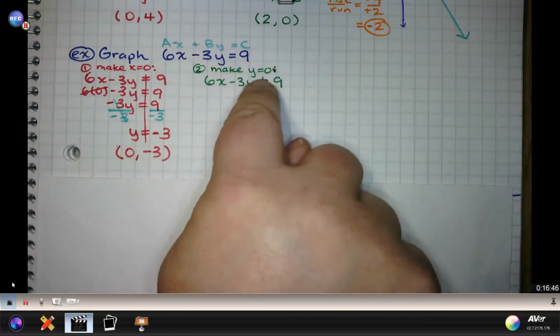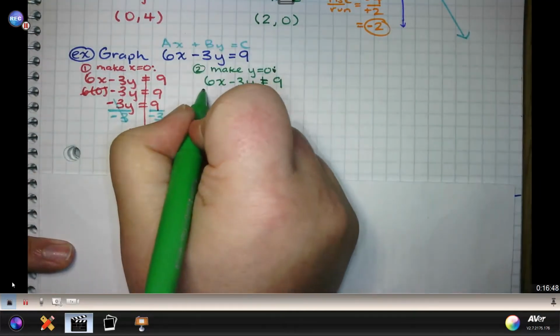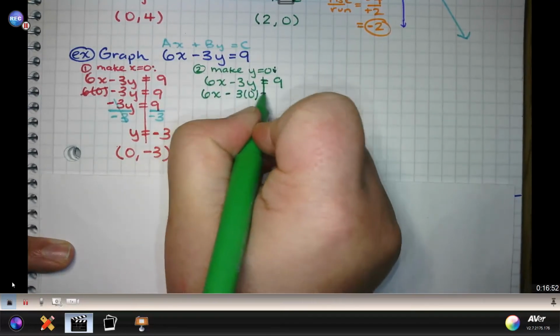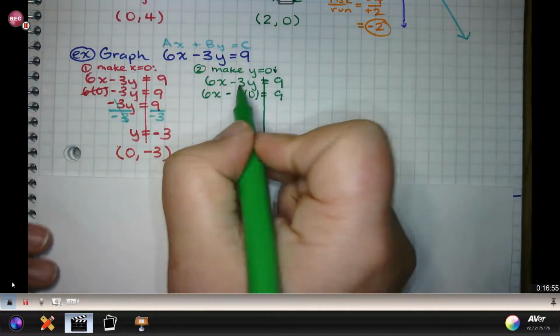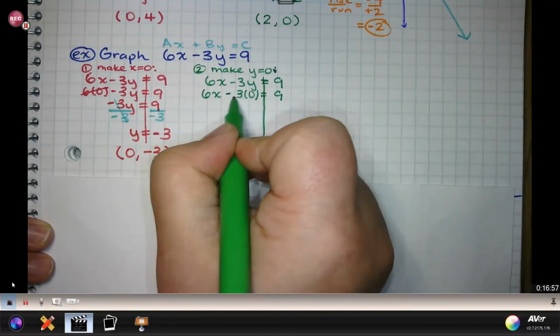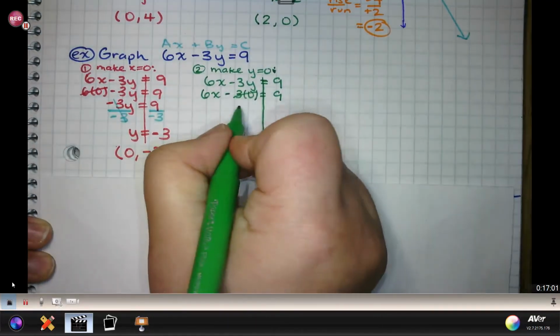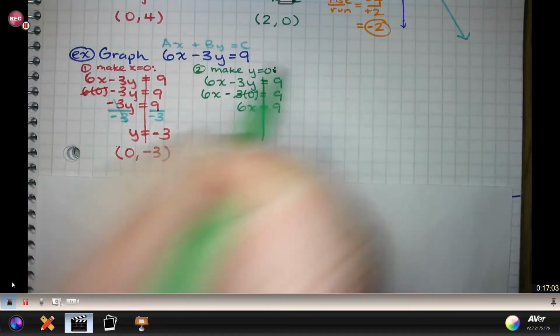Okay, and I'm going to put in 0 for y this time. So 6x minus 3 times 0 equals 9. And 3 times 0, well, what's that? It's 0. That's gone. So the minus 0, I don't need any of it. I just bring down the 6x equals 9.